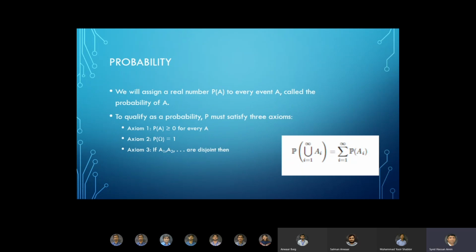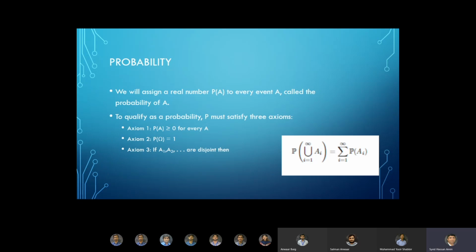So how do we measure probability? A probability measure, or probability, is where we assign a real number, P(A), to every event A, called the probability of A. Now that we have sample space and we have events, for every event we want a numeric measurement, which is your probability. To qualify as a probability, P must satisfy 3 axioms. Axiom 1 is P(A) is greater than or equal to 0 for every event A. So probability should always be positive.